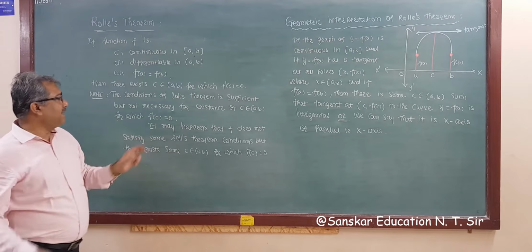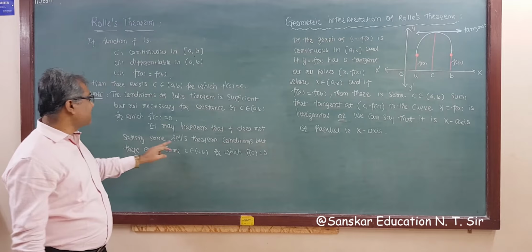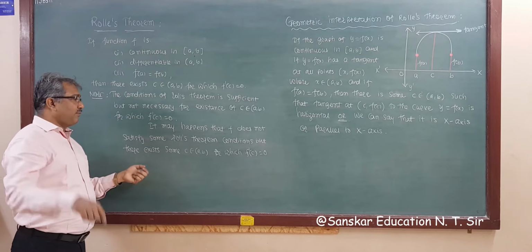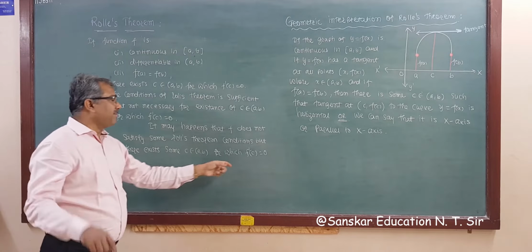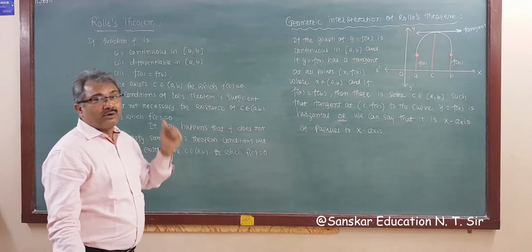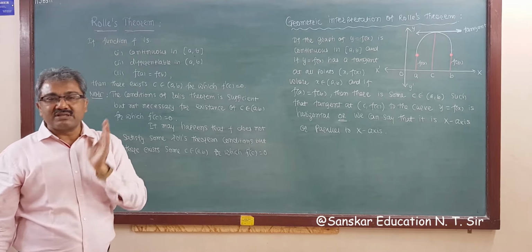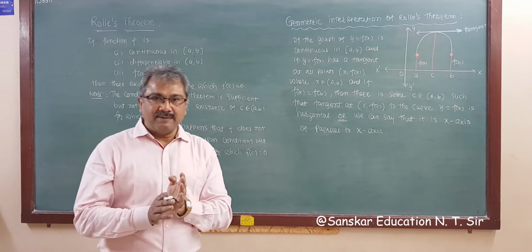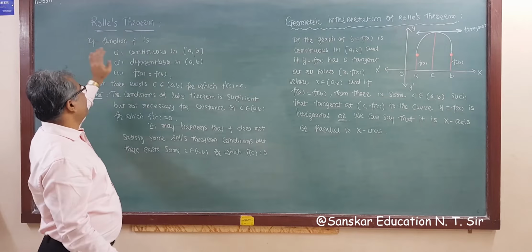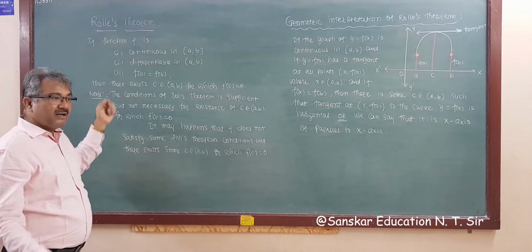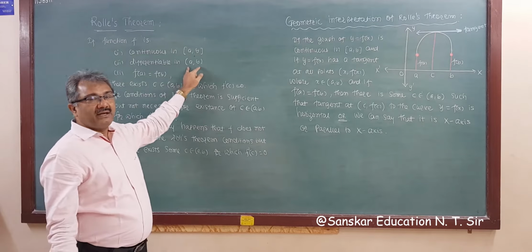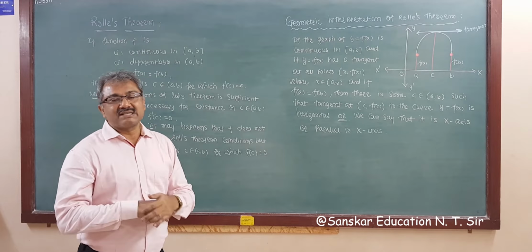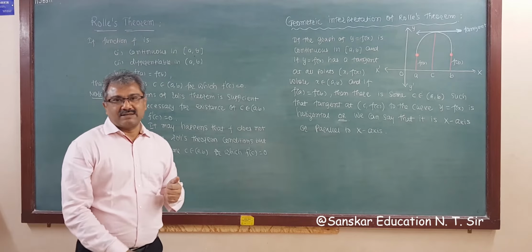Because it may happen that f does not satisfy some of Rolle's theorem's conditions, meaning f is not continuous, but for some c belonging to AB, f dash c is equal to 0. So Rolle's theorem's condition is only a sufficient condition but not a necessary condition, right? You have to remember this. Sometimes the function is not continuous, but for c belonging to this interval AB, it may be that f dash c is equal to 0 there. So that's why it's only a sufficient condition.